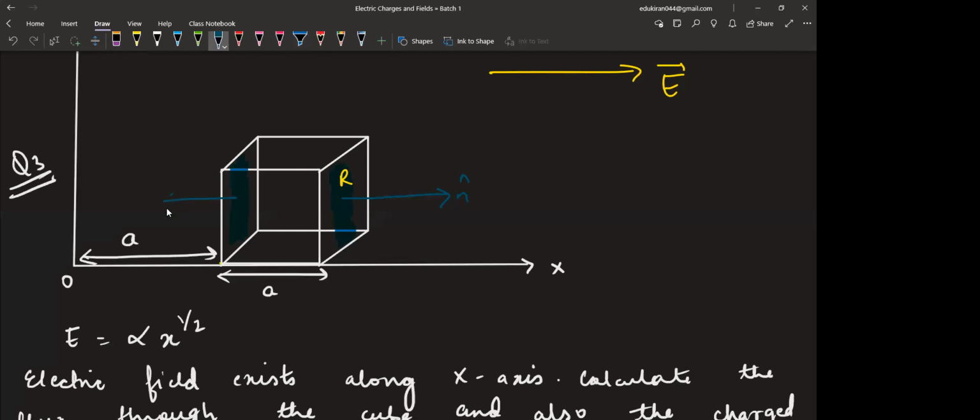So n cap will be here. Again, electric field is towards the right. N cap, just see this surface. N cap will be towards the left. So the left surface will also be there when I'll be considering.